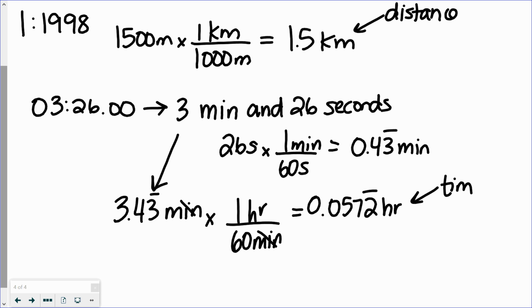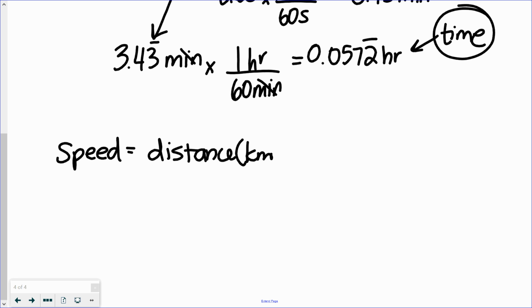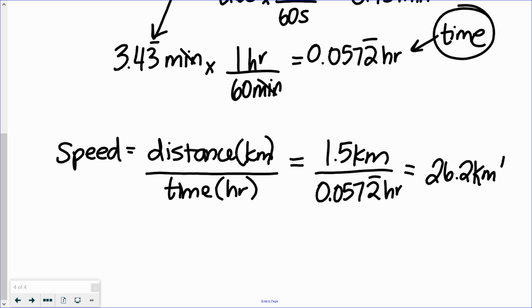So this is the time. So we have a time, we have a distance. I gave you this formula yesterday that speed is equal to distance divided by time. So in this case, it's going to be distance in kilometers divided by time in hours. So our distance in kilometers was 1.5 kilometers. Our time in hours was 0.0572 repeating hours. So this gets us a speed for his first race of 26.2 kilometers an hour.